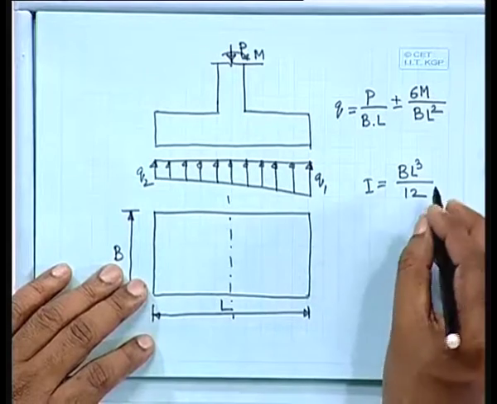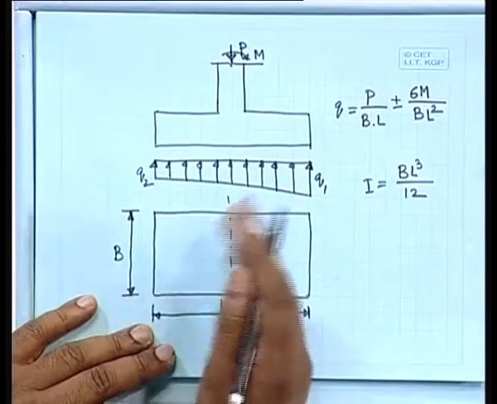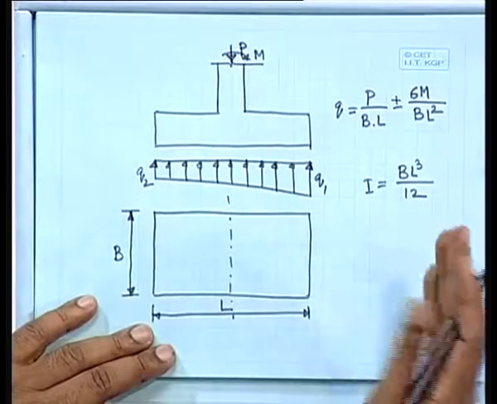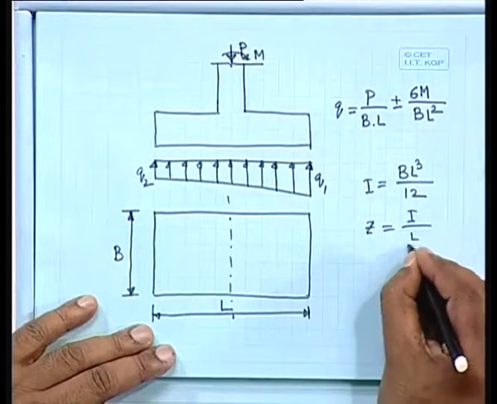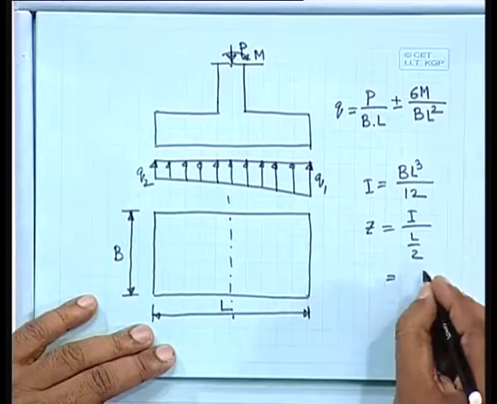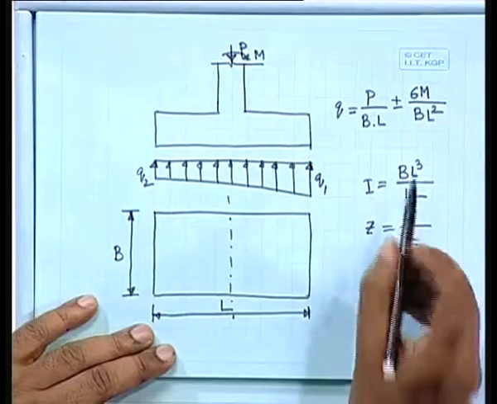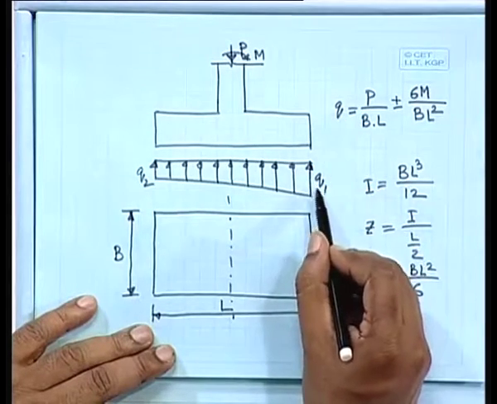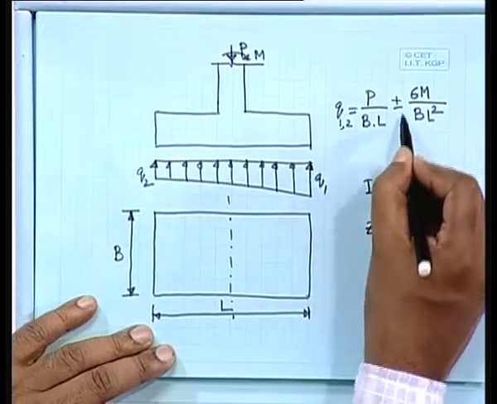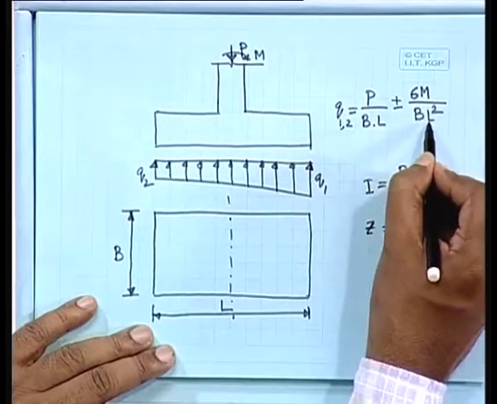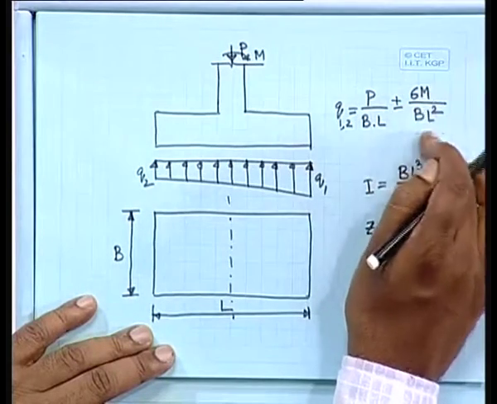So M Y by I, we are talking here B, L by 2 and here another L by 2, because we are with respect to this. In other way I can say that Z equal to I by L by 2, which comes as B L square by 6. So I can get Q. This side, that is Q1, let us write down Q1 or 2. So Q1 will be P by BL plus 6M by BL square, and this side Q2 is P by BL minus 6M by BL square.